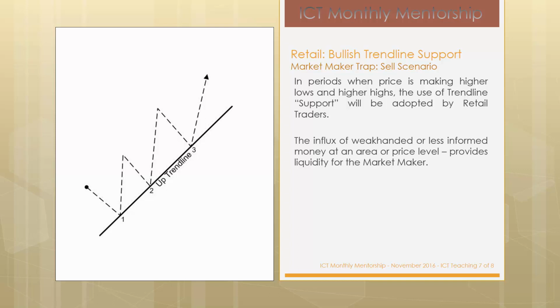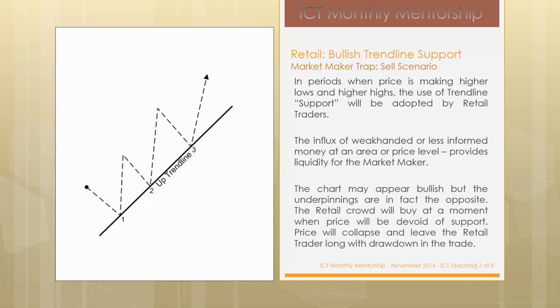The influx of weak-handed or less informed money at an area or price level provides liquidity for the market maker. The chart may appear bullish, but the underpinnings are in fact the opposite. The retail crowd will buy at a moment when price will be devoid of support. Price will collapse and leave the retail trader long with drawdown in the trade.